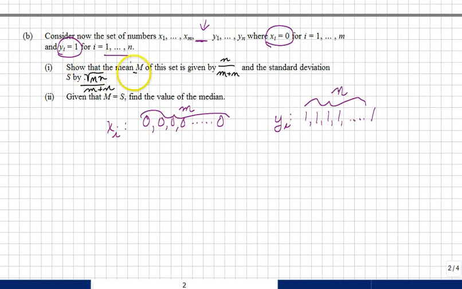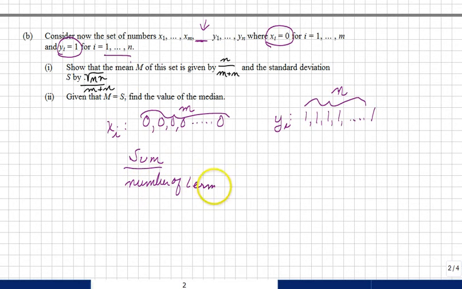It says show that the mean of this set M, capital M, stands for both sets put together. So we take set x sub i, set y sub i, put them together, and that's set capital M. So show that the mean of this set is given by n over m plus n. Well, okay, so let's make this simple. The mean is the sum of all the terms divided by the number of terms, as we did in the earlier part.